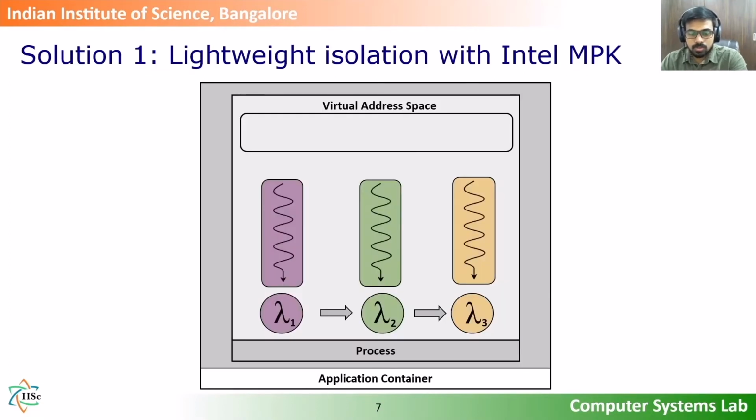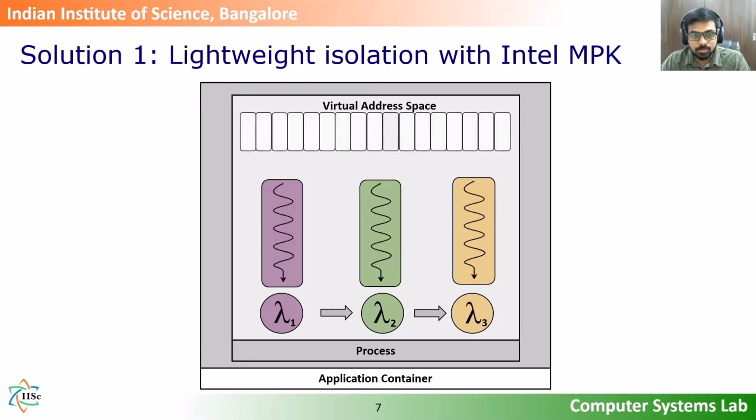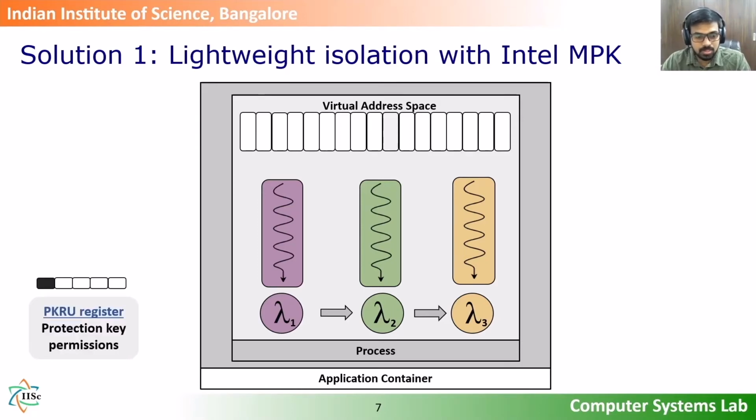Now, our goal is to achieve low function interaction latency with lightweight isolation between functions within a single workflow instance. To provide such isolation, Faastlane begins with managing the virtual address space at the granularity of pages. With Intel's memory protection keys, or MPK, that is widely available in Intel Xeon processors, each page can be tagged with a protection key. The read-write permissions to a protection key can be read from a register called the PKRU register, and the value in this register can be modified using a user space instruction.